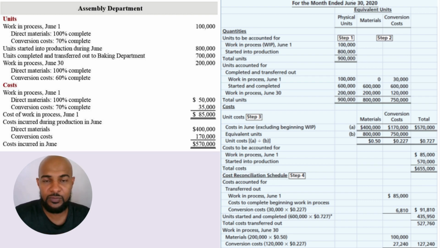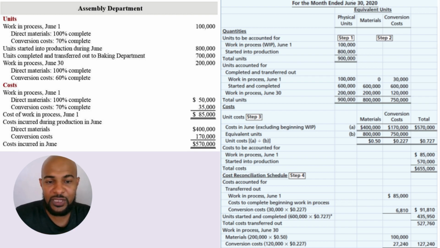Conversion, now, started and completed would also be 100% complete because why? It's started and completed. But our work in process, it says it's 60% complete. So 60% of that 200,000 units in work in process is going to give us 120,000. So our equivalent units where materials is concerned is 800,000, and our equivalent units where conversion cost is concerned is 750,000. Right? So we completed step two.